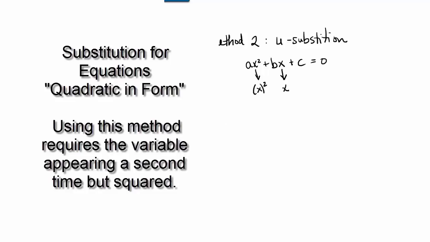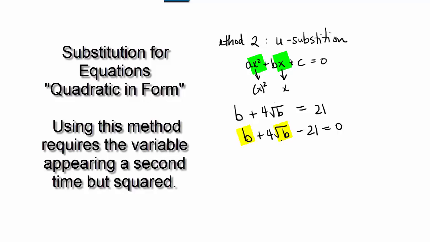Keeping that in mind, let's look at our equation we were given. b plus 4 times the square root of b equals 21. I'm going to rewrite it in standard form. b plus 4 times the square root of b minus 21 equals 0. And now I'm going to compare these variables and what's happening with them, the b's, to the x's in the general form of a quadratic equation.